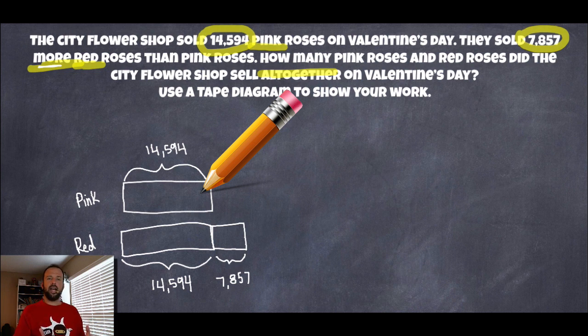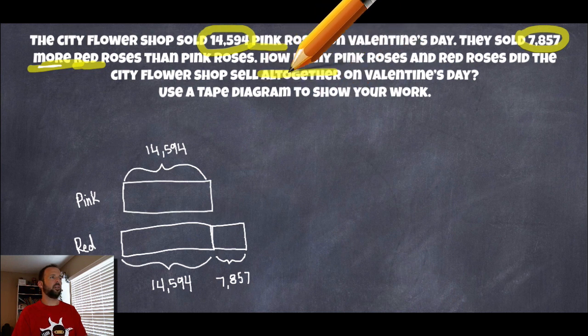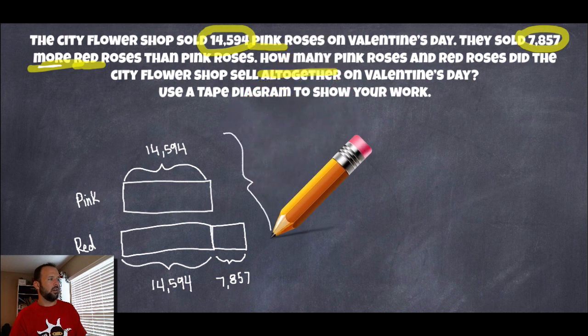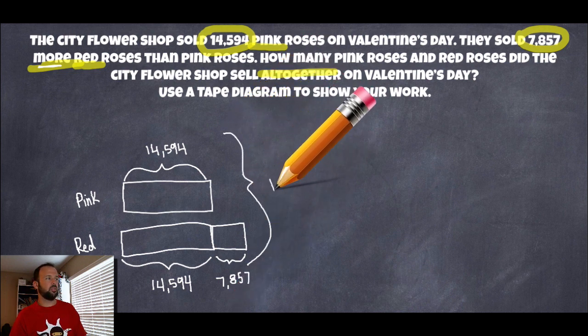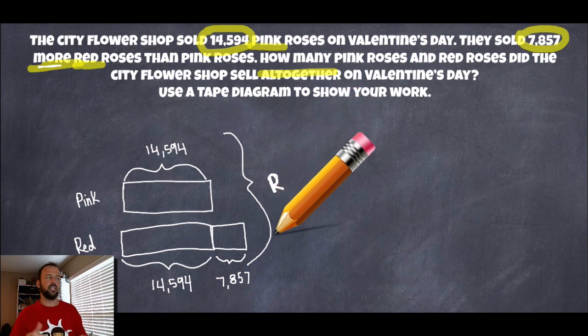Now, what is the question asking me again? So let's look at the question. What's it asking me? It says how many pink and red roses did the city flower shop sell all together on Valentine's Day? So they want to know the total. They want to know what all of these boxes add up to, and that will be the number of roses. That's what we don't know, right? This is our variable. This is what we're looking to find out. How many roses did they sell all together?